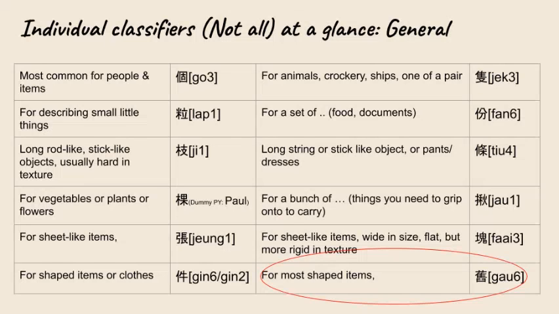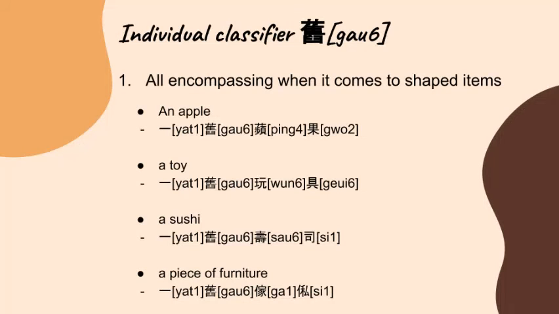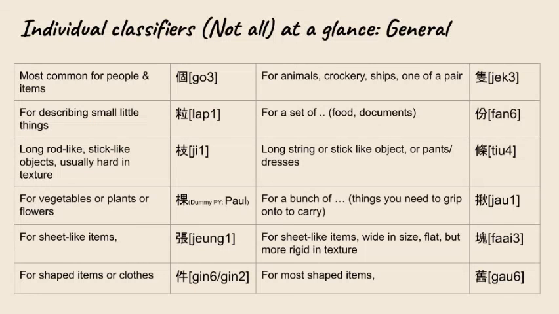And for example, an apple, 一嚿蘋果. A toy, 一嚿玩具. A sushi, 一嚿壽司. A piece of furniture, 一嚿家私. A piece of garbage or rubbish, 一嚿垃圾. A loaf of bread, 一嚿麵包.